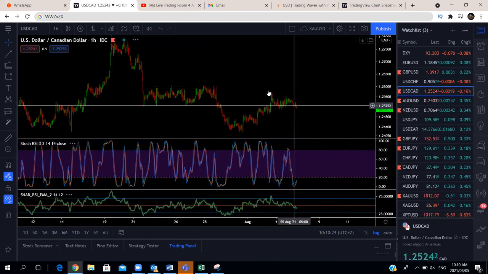US dollar CAD, we've been looking for US dollar CAD. We looked at this to be a corrective structure here.